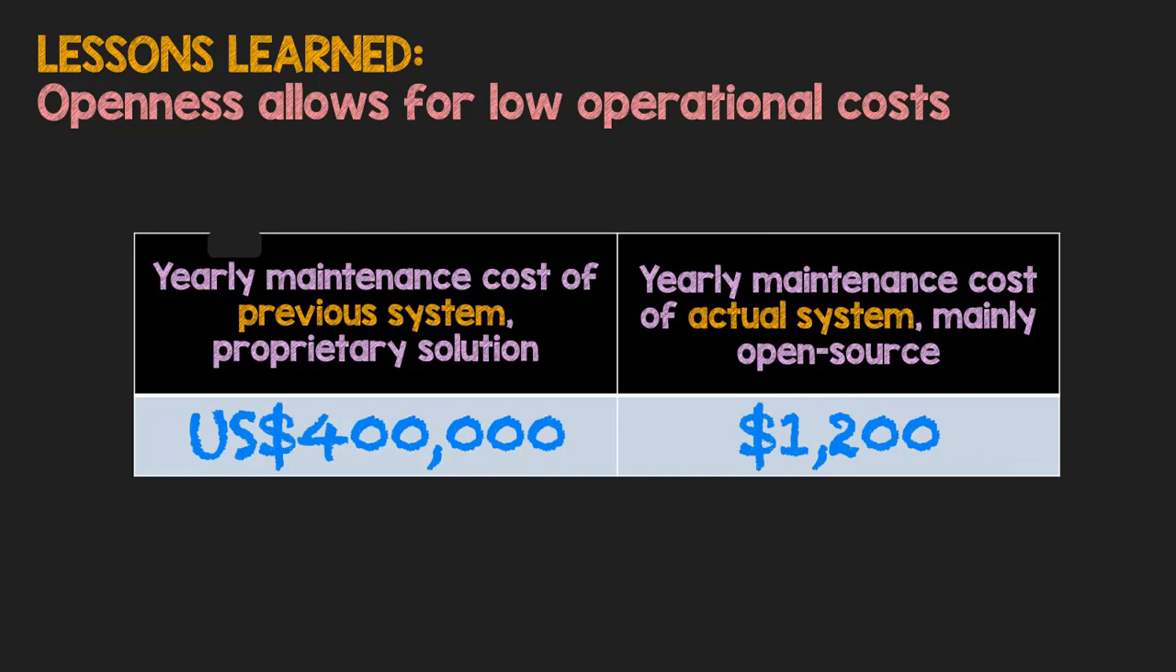A third lesson is that openness allows for low operational cost. If you remember the beginning of the presentation, we talked about having only 5 active users, and the technology that was being used at that time would require a payment of over $400,000 per year just to maintain licensing up to date. With the system we developed later, not only did we move from 5 users to over 60,000, but we lowered the yearly maintenance cost from $400,000 to only $1,200. So if you're considering return on investment, this is really the way to go.